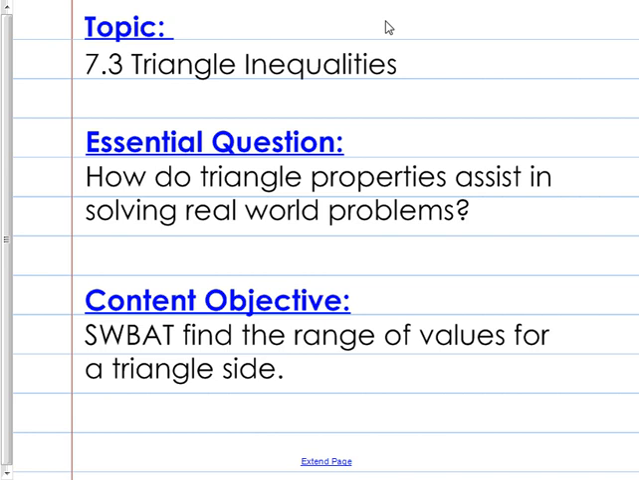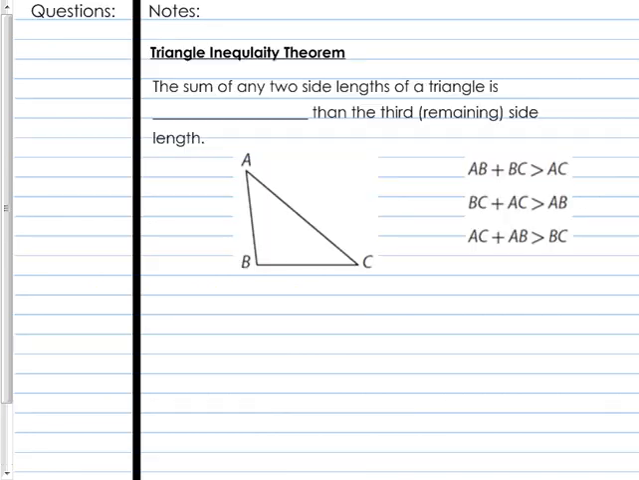Today's lesson is 7.3 Triangle Inequalities, and you will be able to find the range of values for a triangle side. The triangle inequality theorem states that the sum of any two side lengths of a triangle is greater than the third side, or that remaining side.